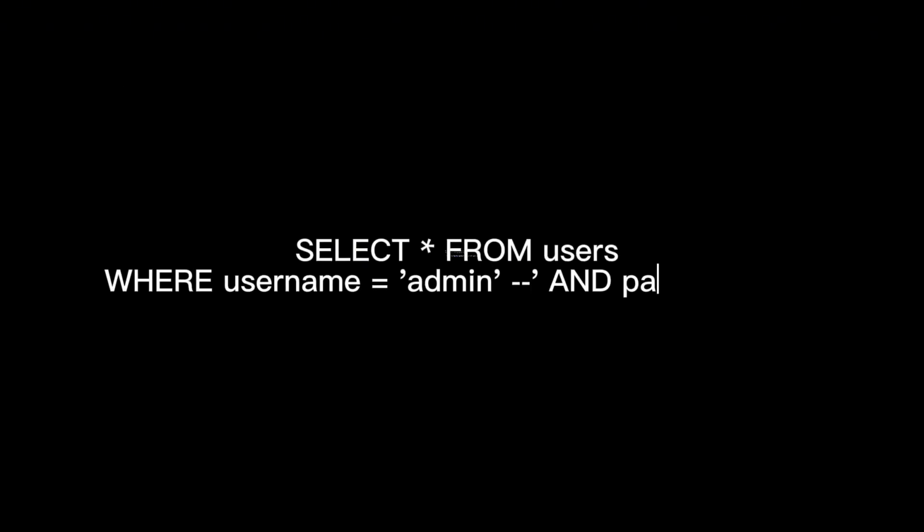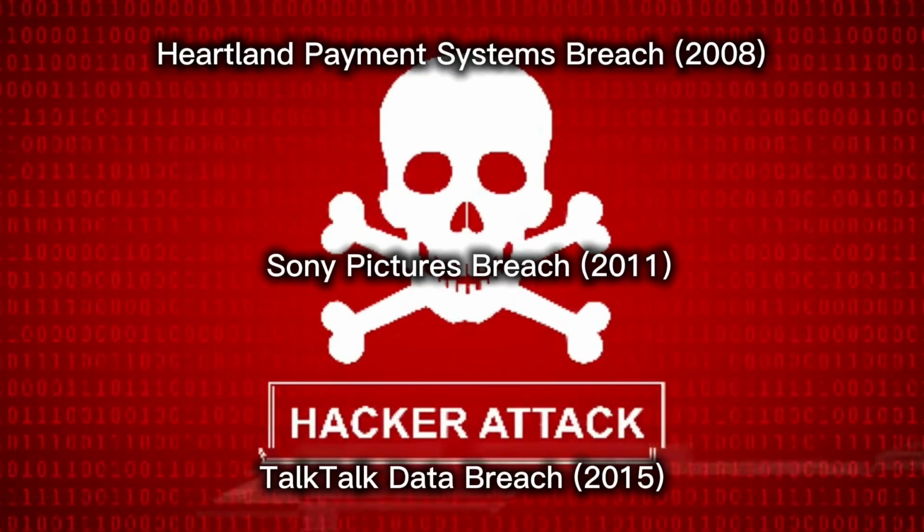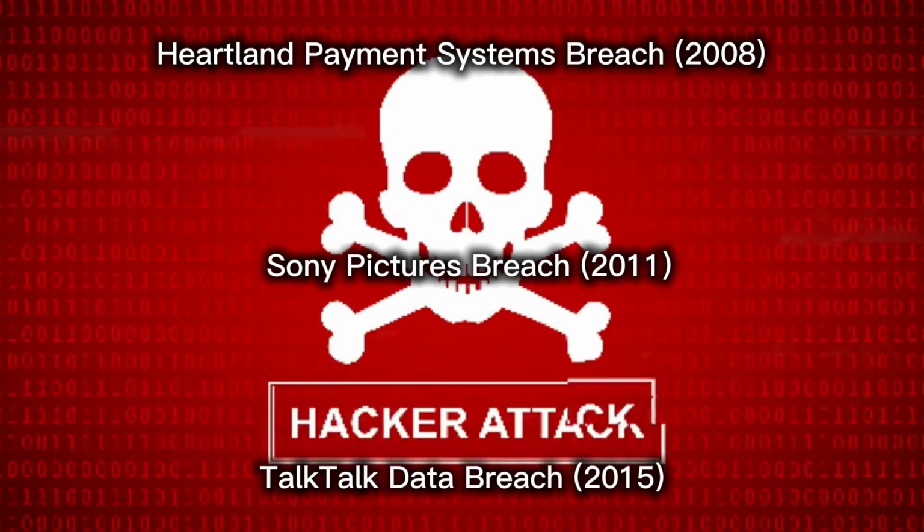Or an attacker can use a command like this. Those double dashes tell the database to ignore everything after it and attempt to trick the database into checking only the username. If a user named admin exists, this will return the record, bypassing the need for a password. This is not just theory. Attacks like this have exposed millions of user records over the years, from government to e-commerce platforms.